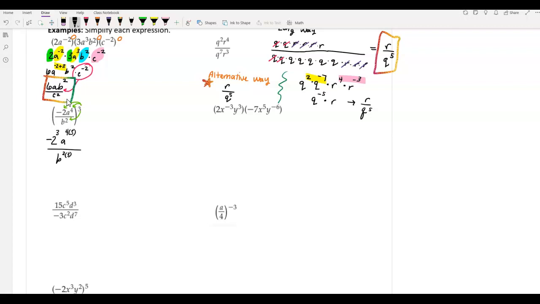All right, so in your calculators, negative 2 cubed is negative 8. 4 times 3 is 12 over b to the 6th. And the key here was just to make sure we distribute that 3 to every single term. All right, let's go on to our next example.